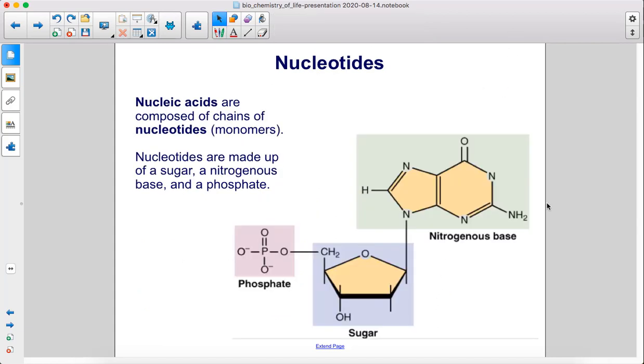Nucleic acids are composed of chains of nucleotides, monomers. Nucleotides are made up of a sugar, a nitrogenous base, and a phosphate.